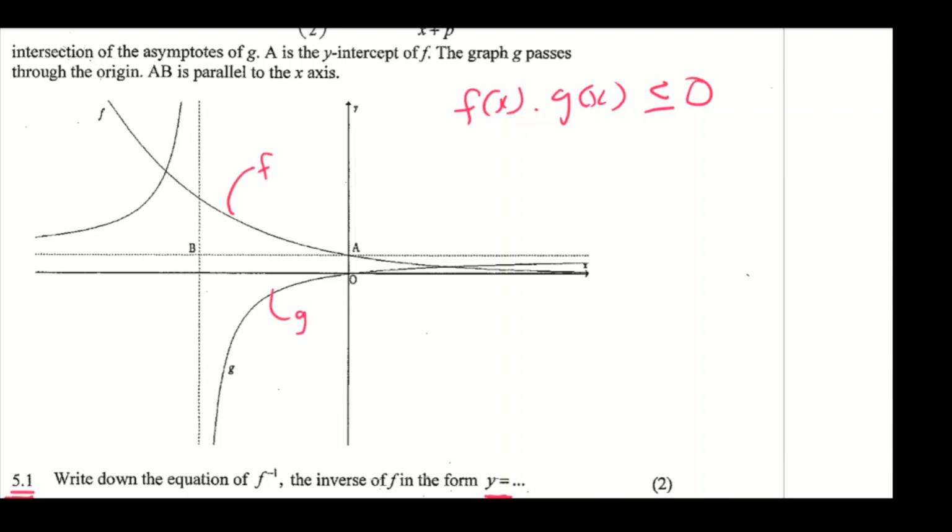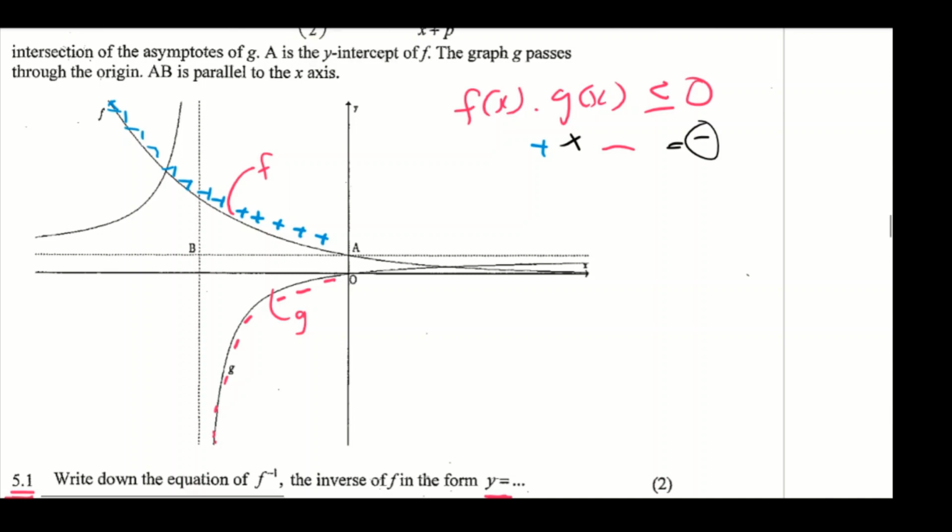So this part of the graph, the graph of f here, our y values are positive, going up they are positive. And then for our graph of g, our y values are negative here, going down they're negative. So when you multiply a positive with a negative, you get a negative, right? So this is what we are looking for. We're looking for that situation where we multiply a positive and a negative, you get a negative.